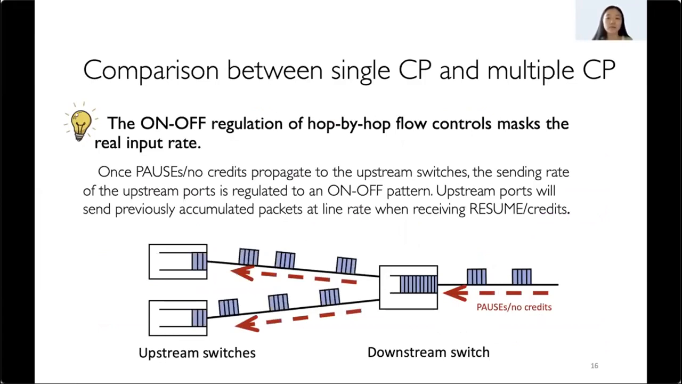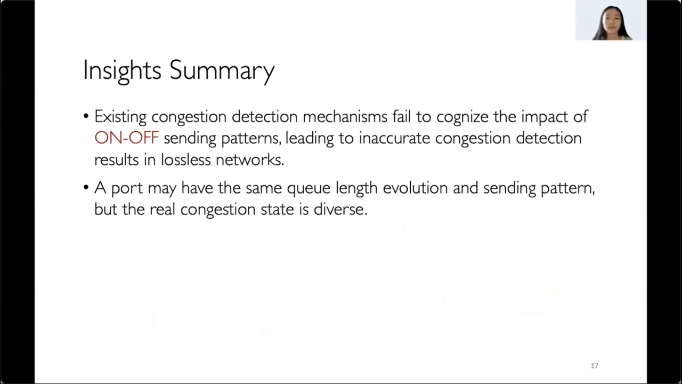Upstream ports will send previously buffered packets at line rate. From the switch's view, even though the real input rate is different, the incoming traffic is at line rate on a specific time scale. In summary, our detailed observations and analysis reveal that existing congestion detection mechanisms fail to recognize the impact of sending patterns. A closer observation tells that a port may have the same queue evolution and sending pattern, but the real congestion state is diverse.